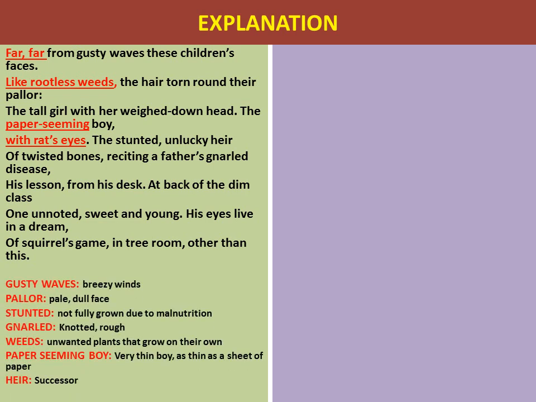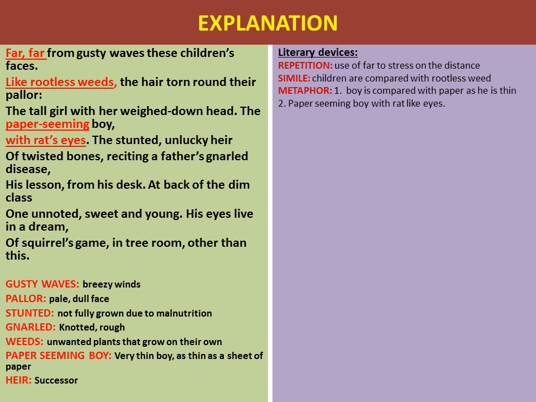Now let's check the meaning of the difficult words, children, first. Gusty waves here refers to breezy winds. Pallor, pale or dull face. Stunted, not fully grown due to malnutrition. Gnarled, knotted or rough. Weeds, unwanted plants that grow on their own. Paper seeming boy, very thin boy, as thin as a sheet of paper. Air, successor.